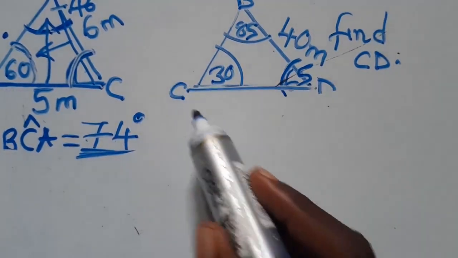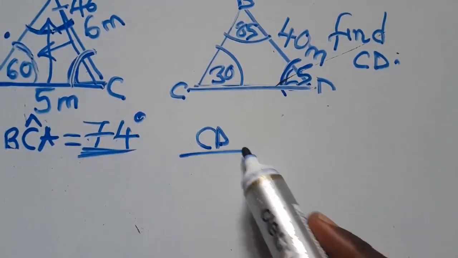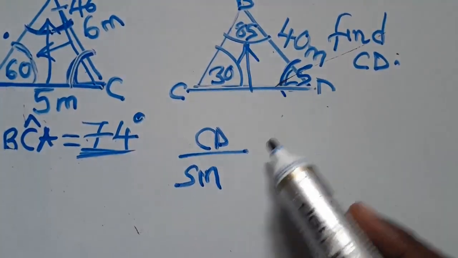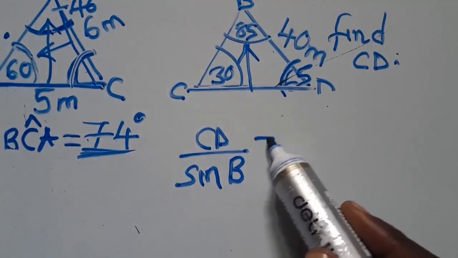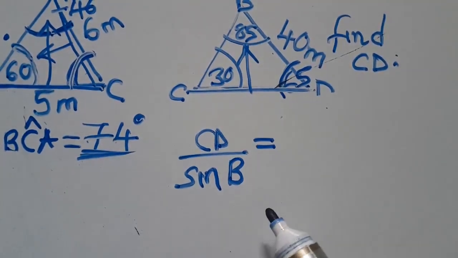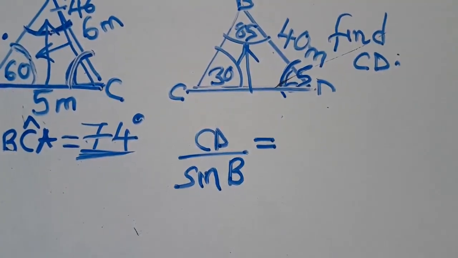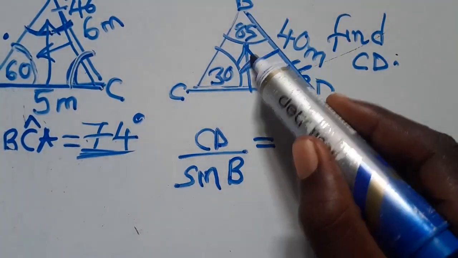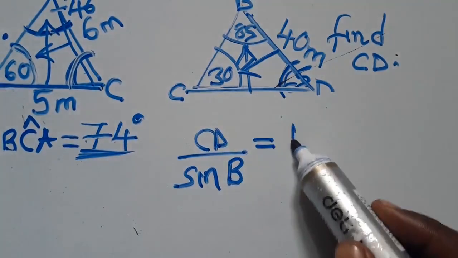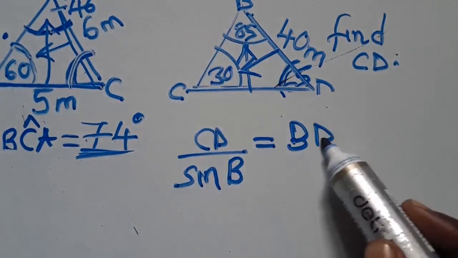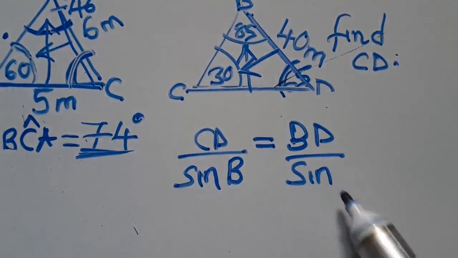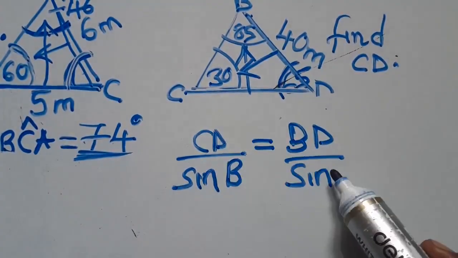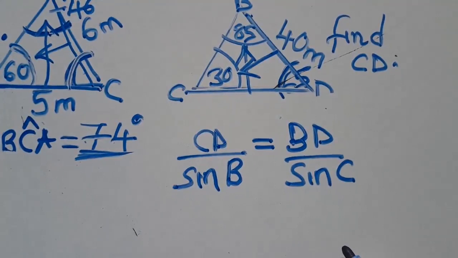This is CD. So you say CD over sine of the angle opposite to it, which is B, is equal to. You look for something that has a side and its own angle. So this one has a side, and the angle is there. So it is BD over sine C.